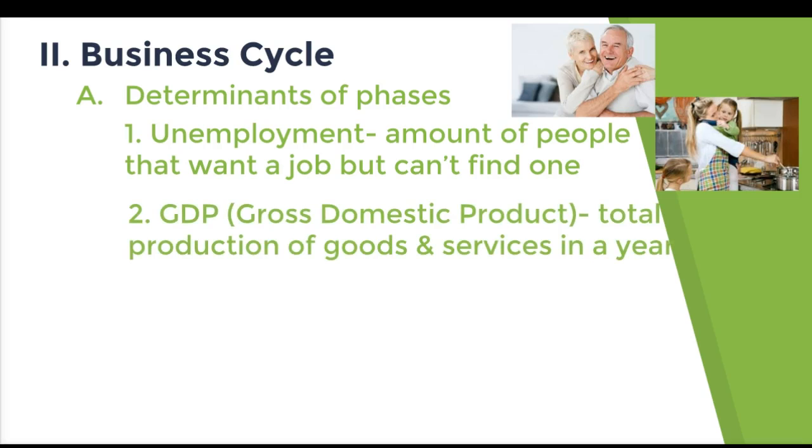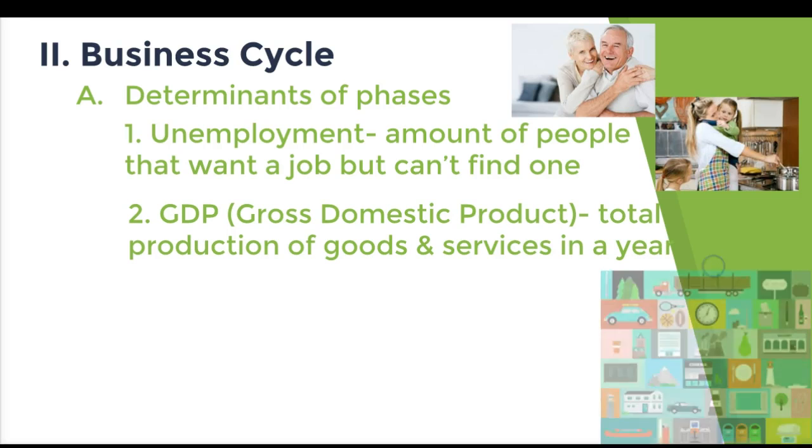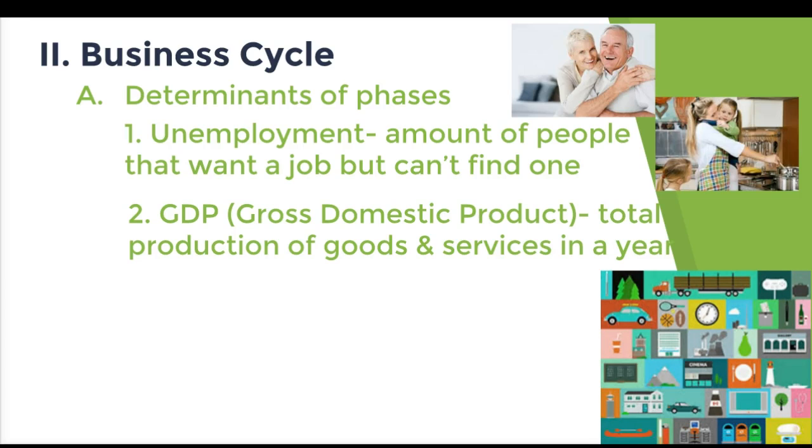The second determinant is GDP. GDP is the gross domestic product. Basically, this is how much stuff is produced in a given year. Okay? Now, we're going to talk more about GDP a little bit later, as far as how GDP is actually calculated, how you add up the value of all that stuff. But generally speaking, GDP is just looking at how much is actually produced, and we'll talk more specifics later.